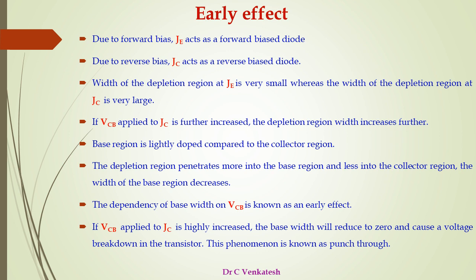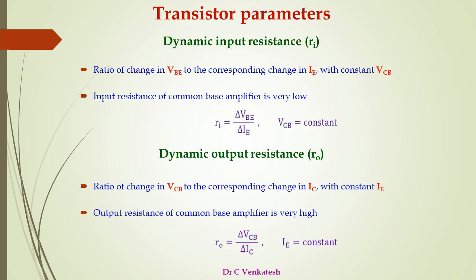As a result, the width of the base region decreases. This dependency of base width on the output voltage VCB is known as the early effect. If the output voltage VCB applied to the collector-base junction JC is highly increased, the base width may be reduced to 0 and cause a voltage breakdown in the transistor. This phenomenon is known as punch-through.